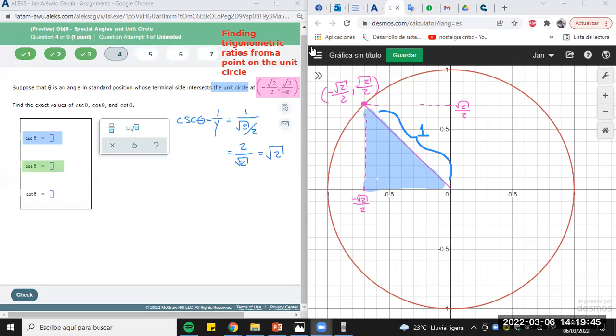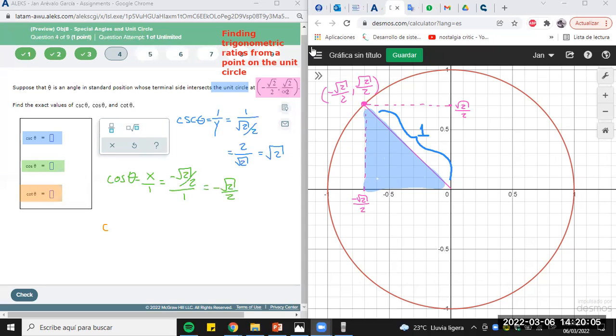The second one, cosine of an angle in terms of x and y, equals x divided by 1. The x part that we're given is minus the square root of 2 divided by 2, over 1. And if you divide anything by 1, you get the same thing. So this is the answer.